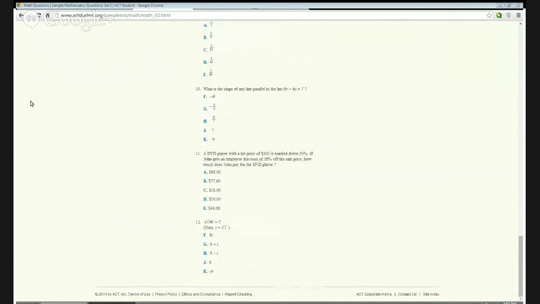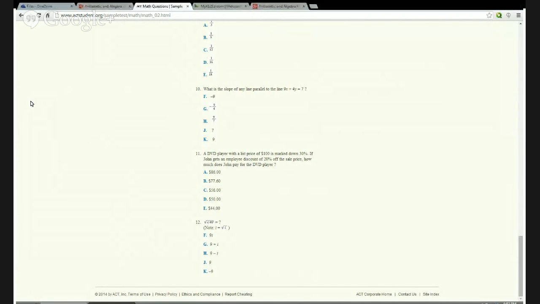Okay, last 3. What is the slope of any line parallel to the line 9x plus 4y equals 7? So the first thing we want to do when we see slope is set that up as an equation of a line. An equation of a line is always y equals mx plus b. So we're going to put that down, and then we're going to look at what they give us and put it in that order. So we'll have 4y equals negative 9x, because we moved that to the other side of the equal sign, plus 7.